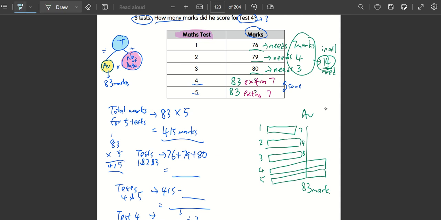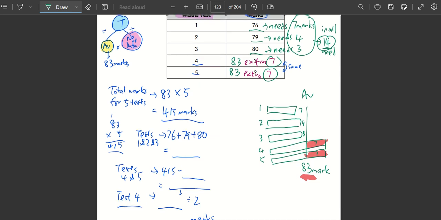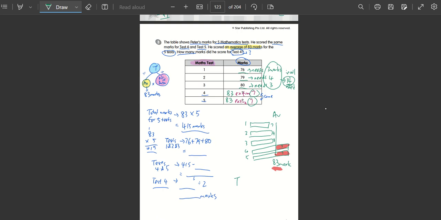This extra is equal for both because test 4 and 5 are supposed to be the same. Looking at the average mark, this extra fills in the gaps that are needed by tests 1, 2, and 3. So in other words, the answer is pretty simple to get too. Test 4 is just 83 marks plus the extra of 7. That gives me 90.